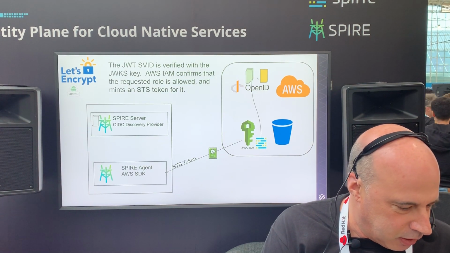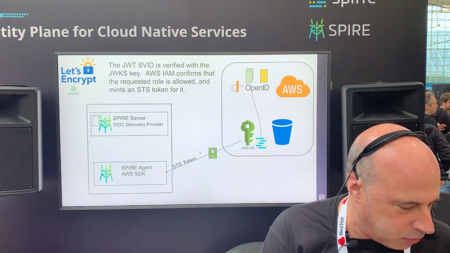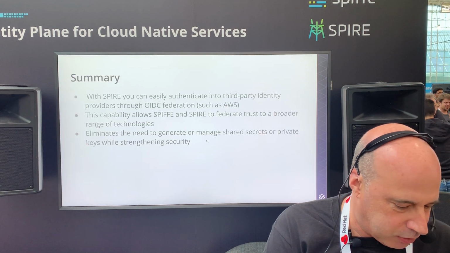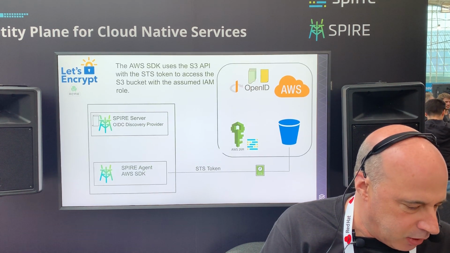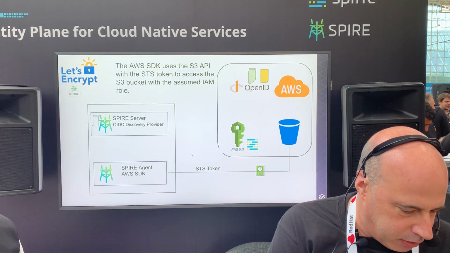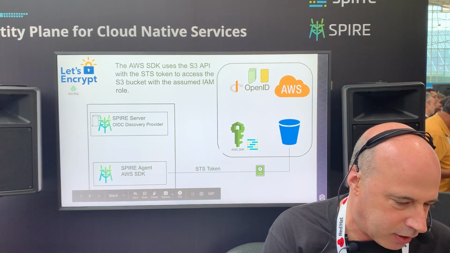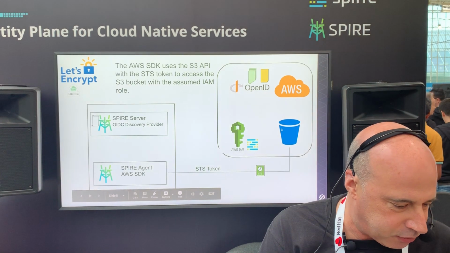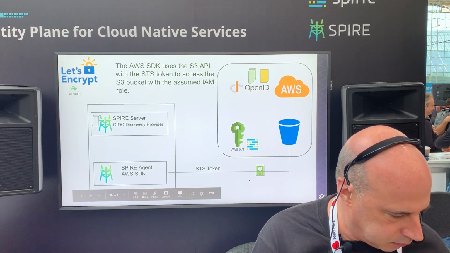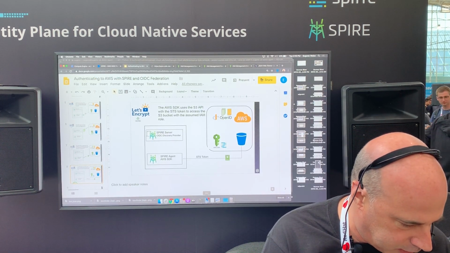Having done so, it will then send an STS token back to the AWS SDK instance, which can then be used for running AWS SDK services, in this case, such as fetching a file from an S3 bucket. So let's show you that actually in action.